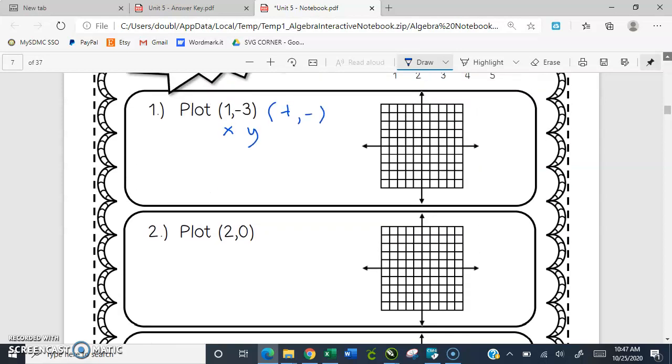So what we want to do is, I know we're in quad 4. I want to go over 1 because this is my x axis and this is my y. So my x tells me to go right or left. It's positive, so I want to go over 1. So right here. Then I want to go down 3 because it's negative. So 1, 2, 3. And my point should be right here, right on that line where 1 and -3 goes.